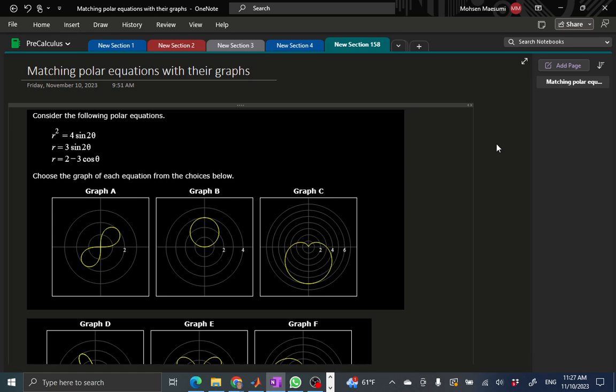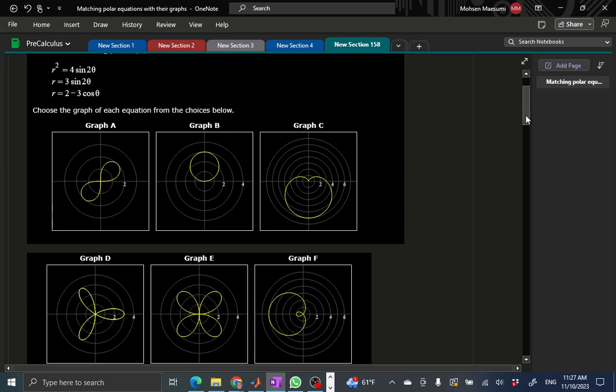Hi, welcome to Precalculus. Today's topic is matching polar equations with their graphs. So as you see, typically three equations are given, and then underneath it, six pictures are given, and you're supposed to match the equations to the pictures.